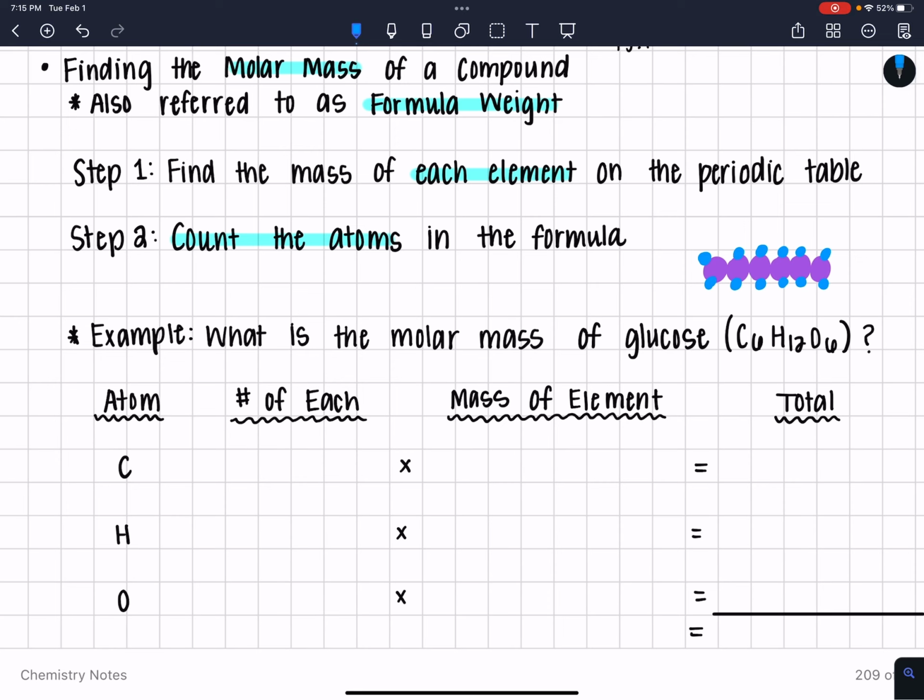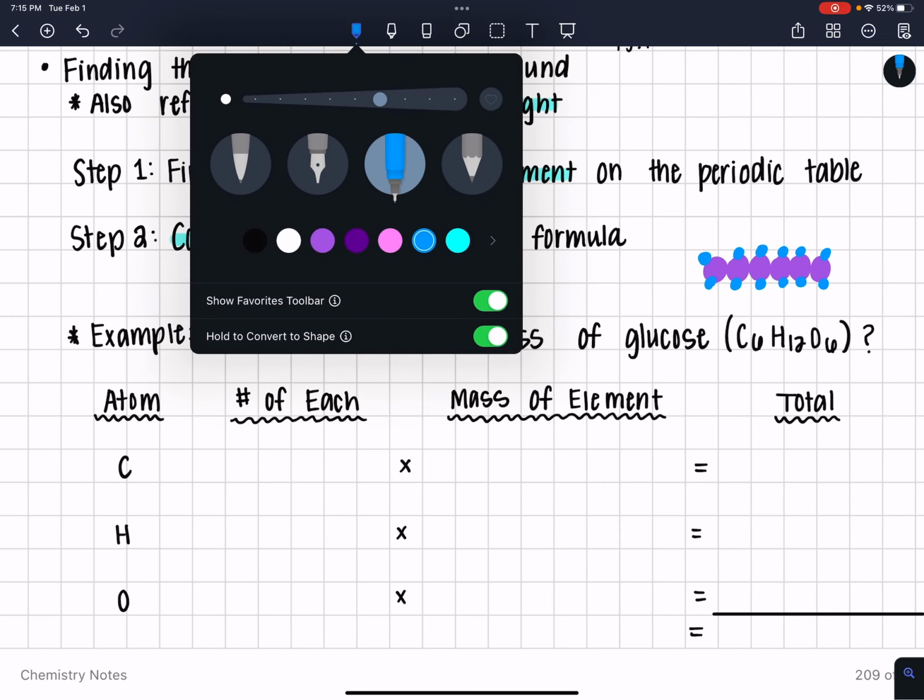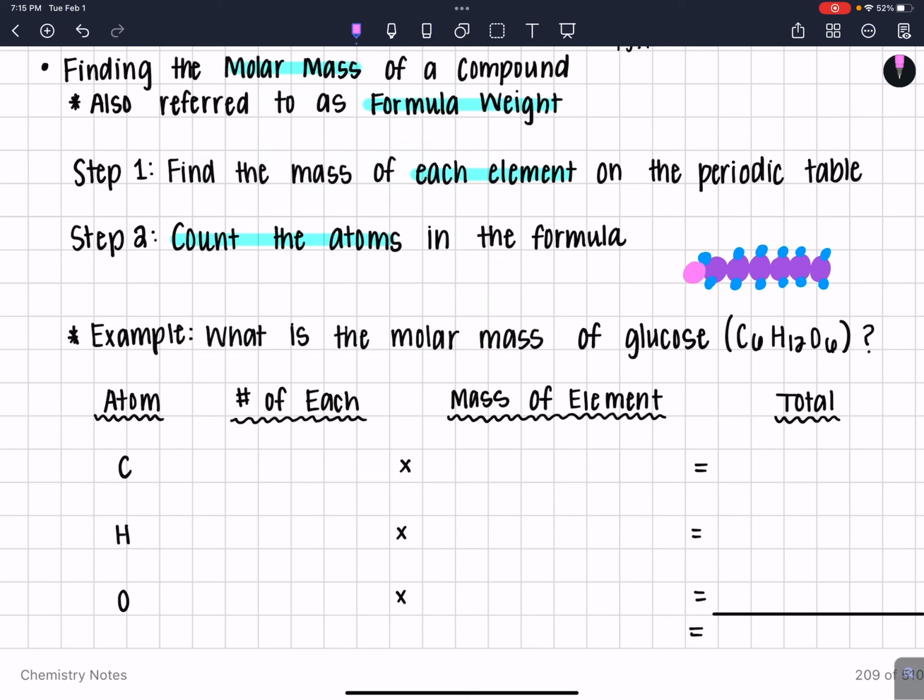And then there's also 6 oxygens. So let's get a third color. 6 oxygens. So 1, 2, 3, 4, 5, 6 oxygens. Now, I don't know if they're connected to make this shape because that's a lot of atoms. Maybe the shape looks kind of different, but I will have particles that are made of 6 carbon atoms, 12 hydrogen atoms, and 6 oxygen atoms.